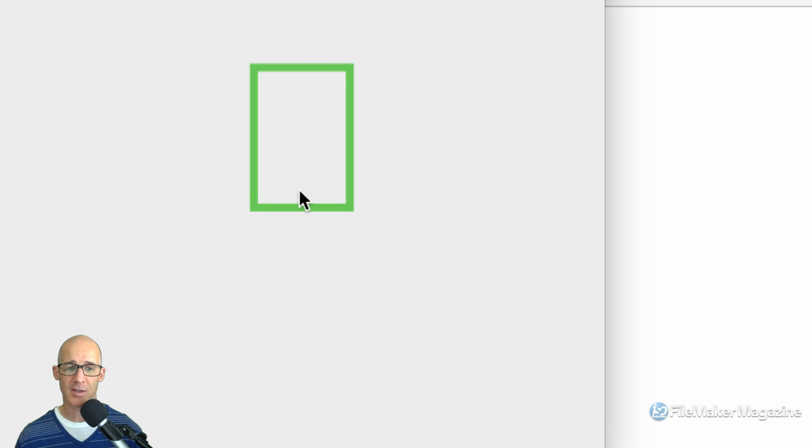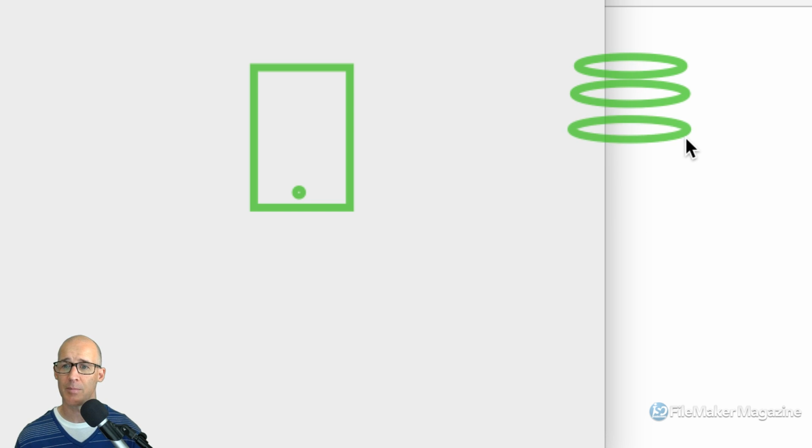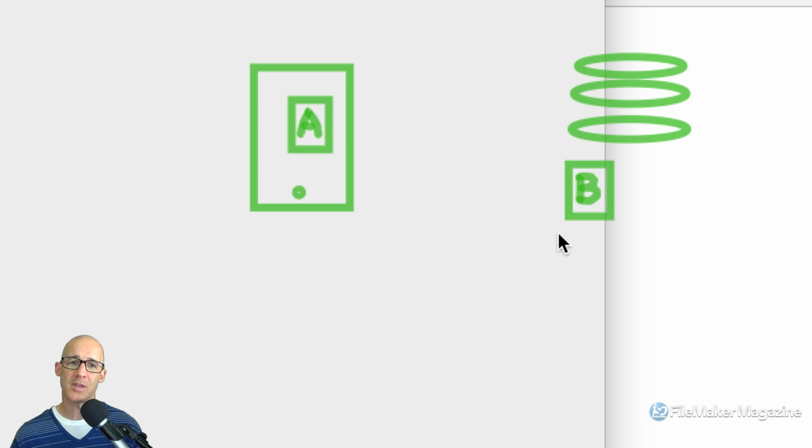Let's say I have a nice little iPhone or an iPad right here. And then let's say over here we have a copy of FileMaker Server. I'll do my best here to make a little database representation. This is my FileMaker database. Where this comes into play is if I have a file here and on an iPad I have a file here, and this one happens to be file A, and this one happens to be file B, then what happens is I can have a disconnected situation.